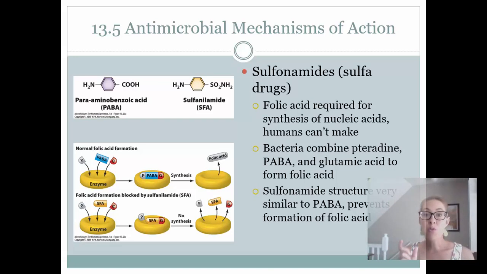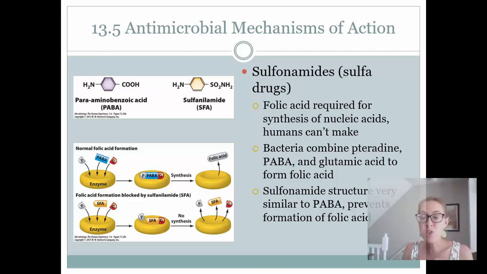Sulfonamides is another one of those bold terms at the end of the chapter, so this one we're going to spend a little bit more time with. Sulfonamides are also sometimes called sulfa drugs. This group of drugs is structurally similar to a component of folic acid. Folic acid is a substance that is required for the synthesis of long nucleic acids. So we have to have folic acid to make DNA, to make RNA.